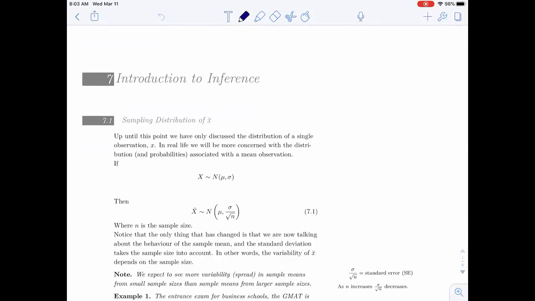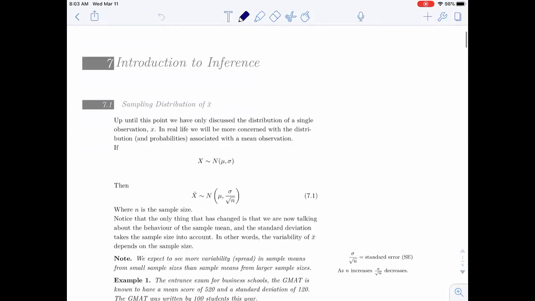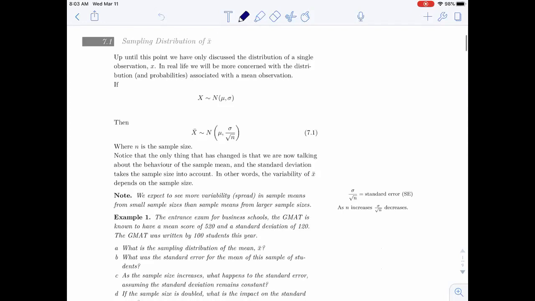Okay. So we're working our way through chapter 7. Last day we talked about the sampling distribution of X bar, right? And we said it's going to be centered on the same mean as for the whole population, but our spread is going to be a lot less. In fact, it's going to depend on our sample size. And we talked about the standard error is sigma over root n, and I've got that over here, on the right-hand side.